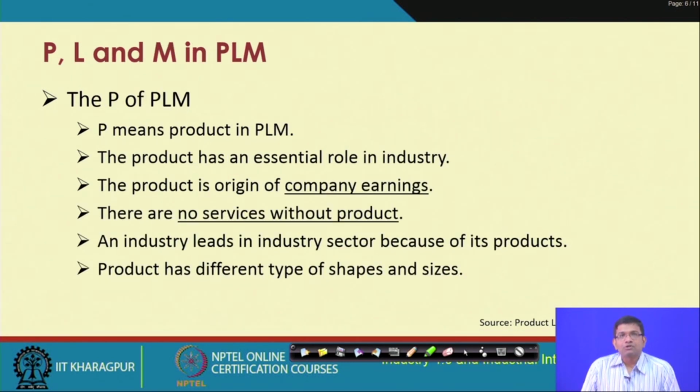So, PLM. What is this P? P means product. The product is basically the central theme in the industry. Everything is governed around products and processes. So, P corresponds to product, which is basically the central agent of consideration in PLM in the industries. The product is the origin of company earnings. So, this P is obviously, as I was telling you so far, the most important component of product lifecycle management. And we can understand that if you do not have a product, you do not have its services. So, every service is basically linked to the product.